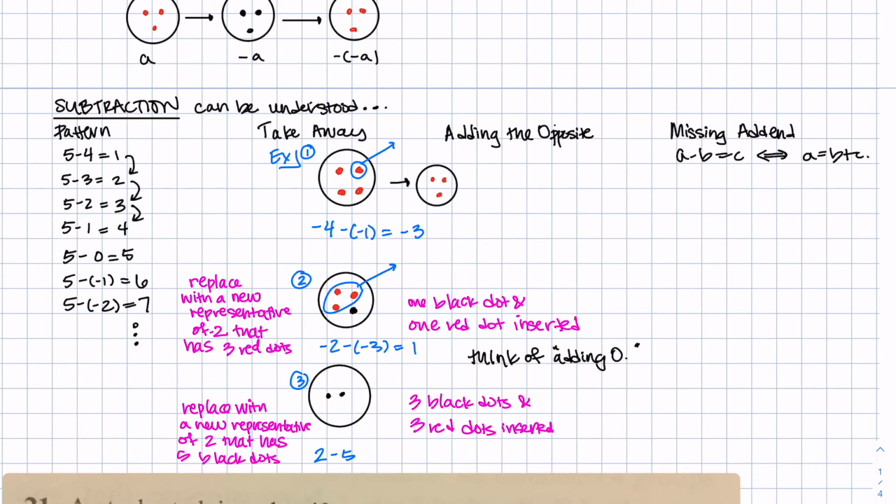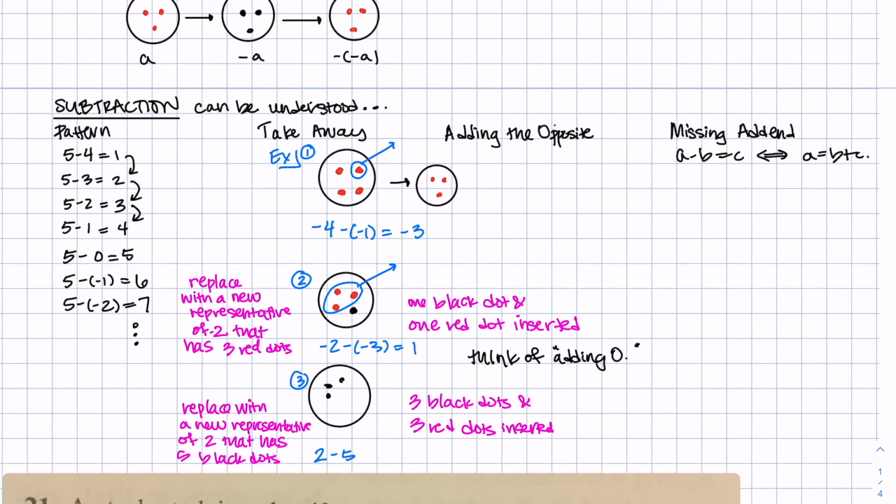So for instance, if I take 2 and I want to subtract 5, well, I want to take away 5 black dots, but I don't have 5 black dots. In the takeaway approach, they would say find a new representation of 2 that involves 5 black dots. What the adding the opposite approach tells you is that one way to do that is to pair off: every time you add a black dot, add a red dot, because that adds to 0. So I want 5 black dots in here. Let me move this dot just so I have a little space.